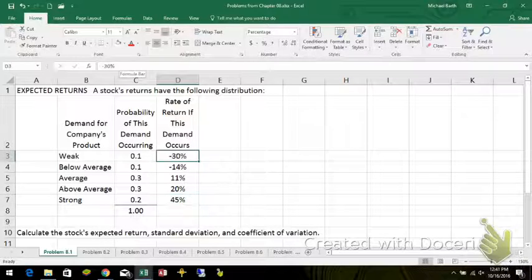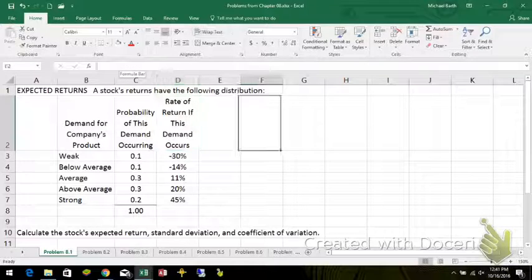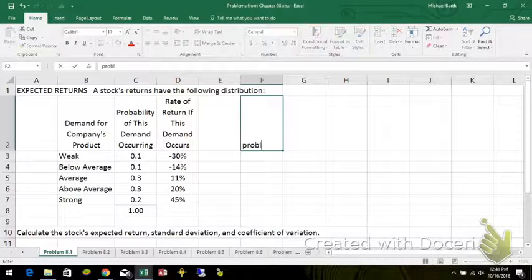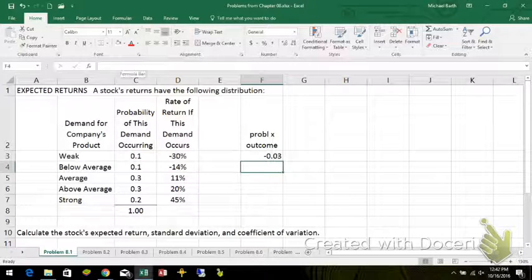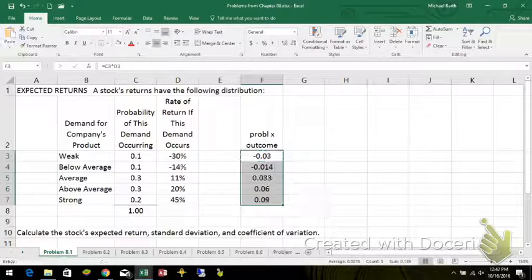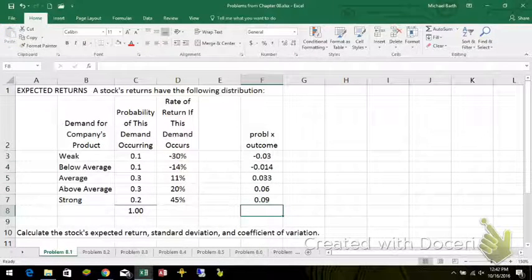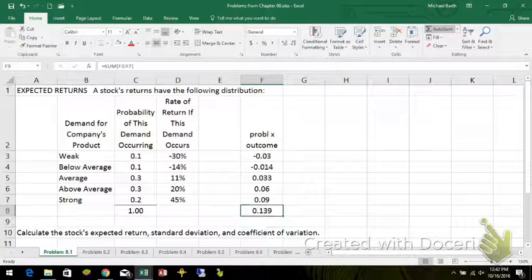You get a weighted average by multiplying probability times the outcome. So if I take the probability times the outcome, that would be this times this, and then add them together, I'll have the expected return. Okay, so when I add all these together, that's the expected return, 13.9%.